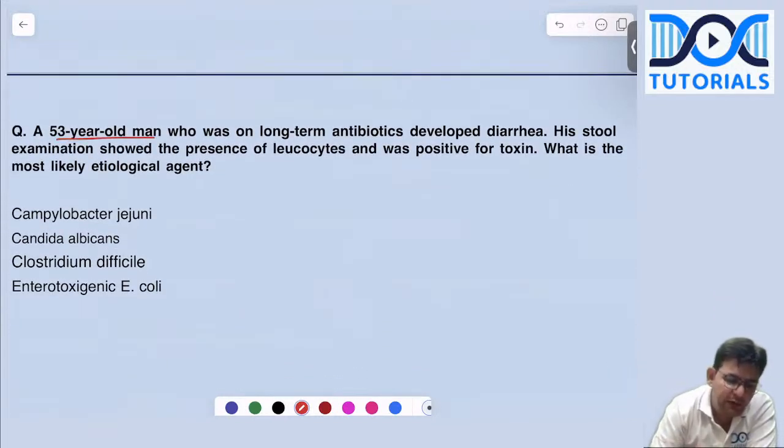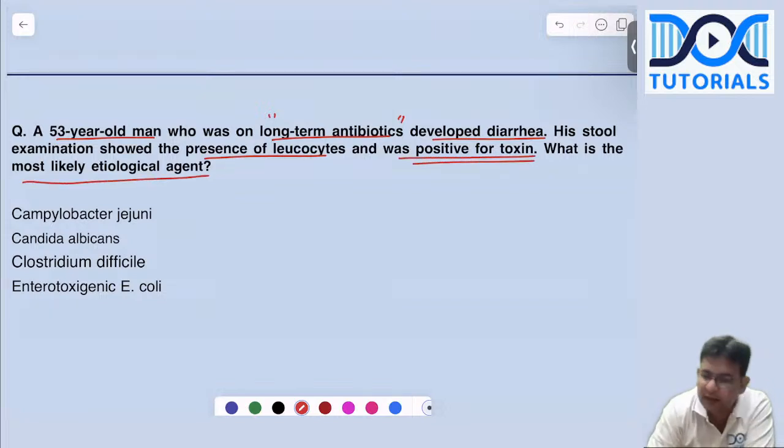A 53-year-old man on long-term antibiotics developed diarrhea. His stool examination showed the presence of leukocytes and was positive for toxin. What is the most likely etiological agent in this particular one? So, can you tell me, guys, what should be the answer of this particular question?